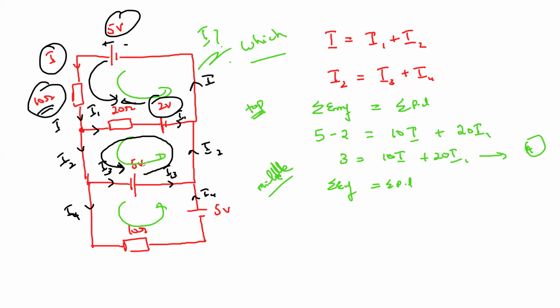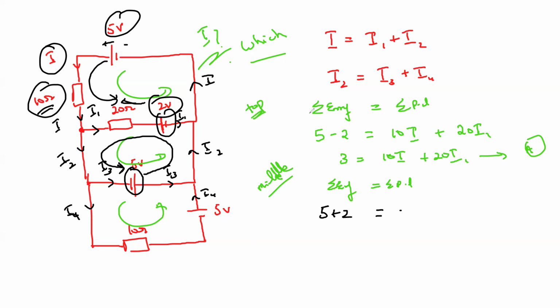So what is the total EMF here? The total EMF is 5 and 2. Should I add them or subtract them? Good, that will be 7. So it will be 5 plus 2, which is 7. And what about the total potential difference in this loop? We have only one component, which is 20I1, the 20 ohm resistor.